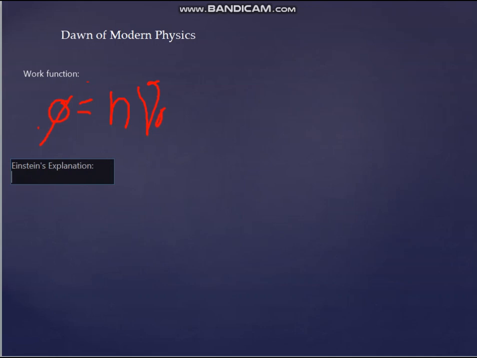If the energy is less than the minimum energy required to eject an electron, if the energy is less than the work function, then there will be no photoelectric effect. Let's write it down. If E is less than phi, if E is less than the work function, there will be no photoelectric effect. We would not have any ejected electrons.